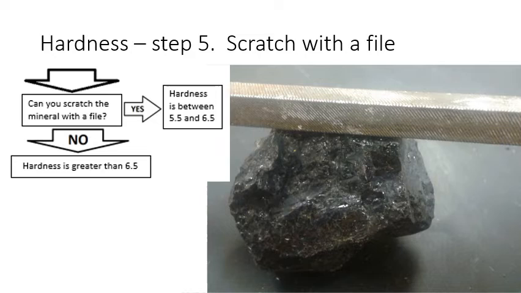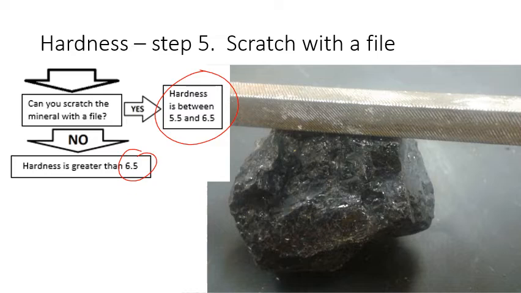We're going to get a file. We're going to try to make a little dig on the mineral with a file and see, does it scratch? If the file scratches the mineral, that means the file is harder. The file's hardness is 6.5, so that means that mineral would be between 5.5 and 6.5. If the file will not scratch the mineral, that means the mineral has a hardness of greater than 6.5. And that's kind of the end of the line.